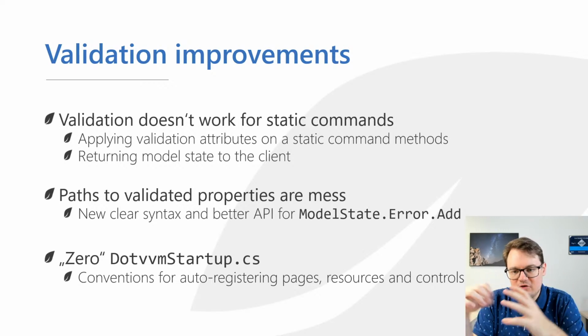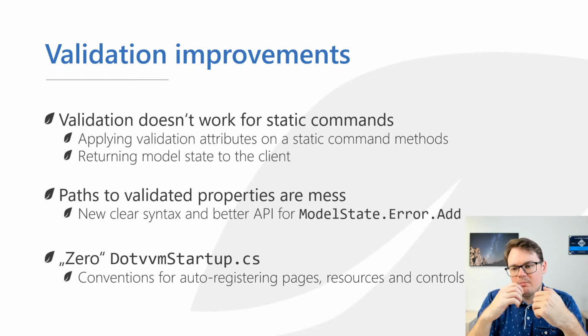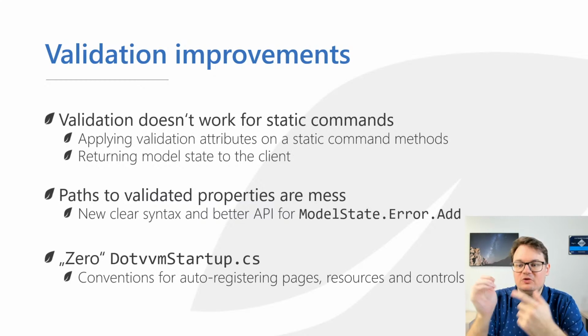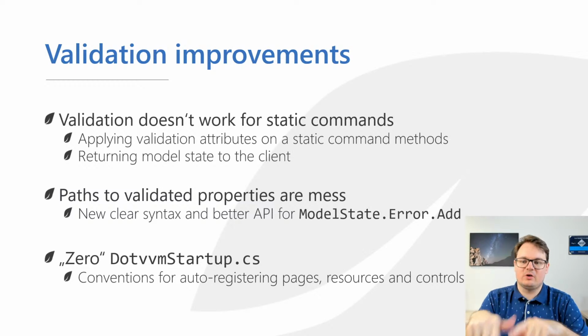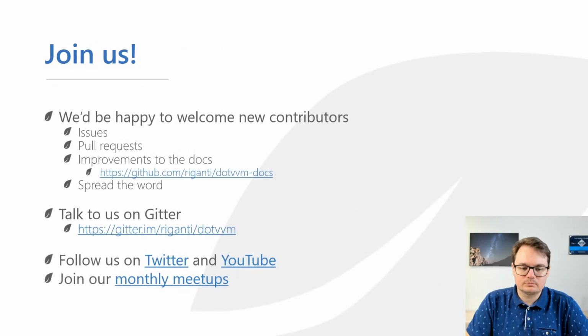Then if you follow these conventions, the .vvm startup could be almost empty, because .vvm would just scan the file system and auto-discover all pages, all controls, all scripts, all resources, and things like that. So this is also one of the ideas we are looking at, because currently the .vvm startup is quite long and it's not very convenient to look for some kind of route registration if there is a lot of routes in the application. So that's the plan for .vvm 4.0.